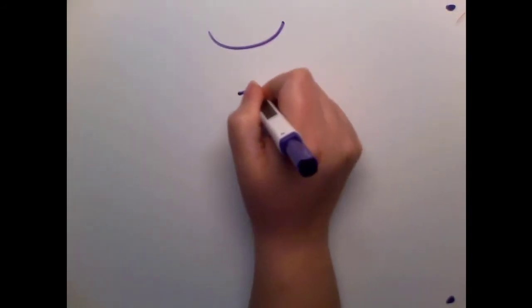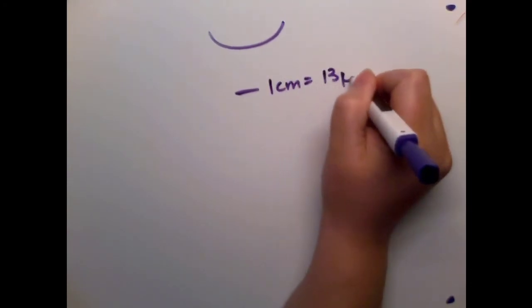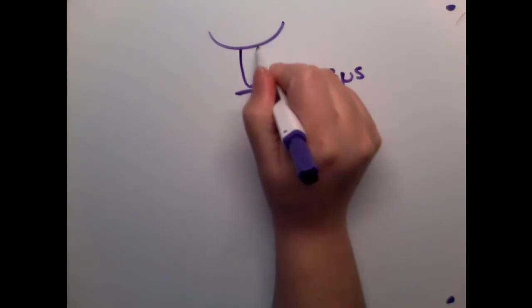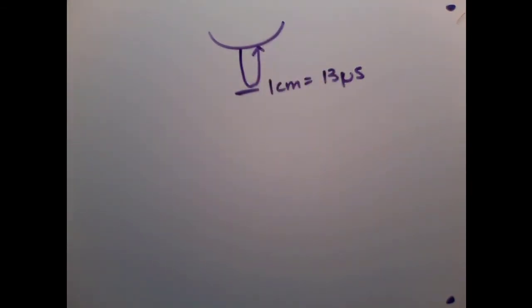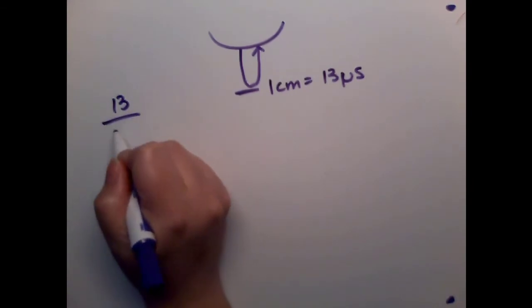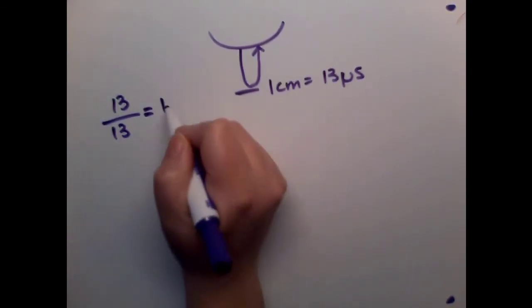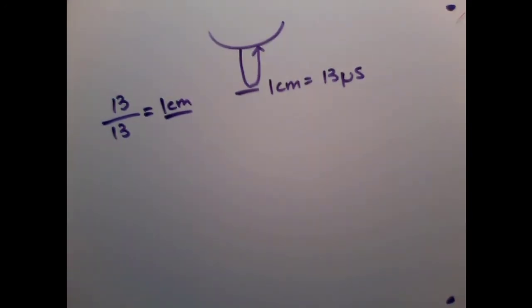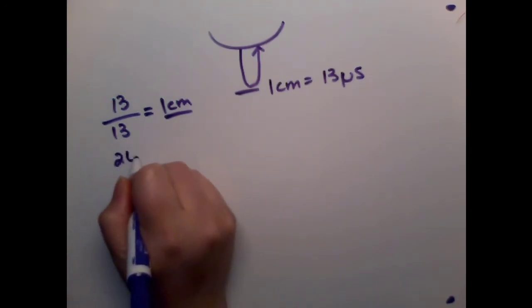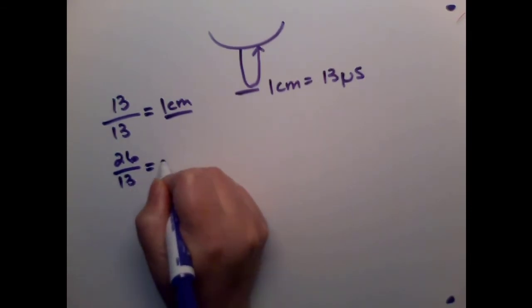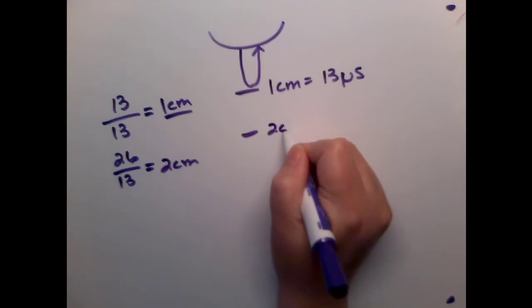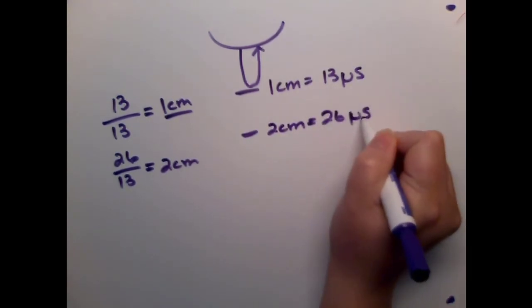So our first example asks us, how deep is a reflector that took 13 microseconds go return time? Well, we just learned from our rule that 1 centimeter equals 13 microseconds. So you should know that one off the top of your head. That is an easy one to memorize. So a reflector that took 13 microseconds is 1 centimeter. We can take the go return time and divide it by 13. 13 divided by 13 equals 1. That gives us our 1 centimeter. The second example, how deep is a reflector that took 26 microseconds? Well, again, we can take 26 divided by 13, and that gives us 2 centimeters. So 2 centimeters in equals that 26 microseconds.